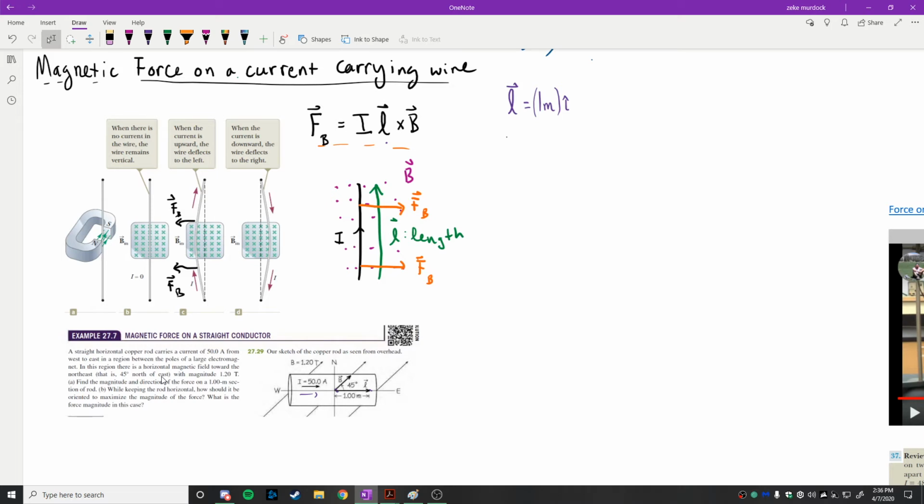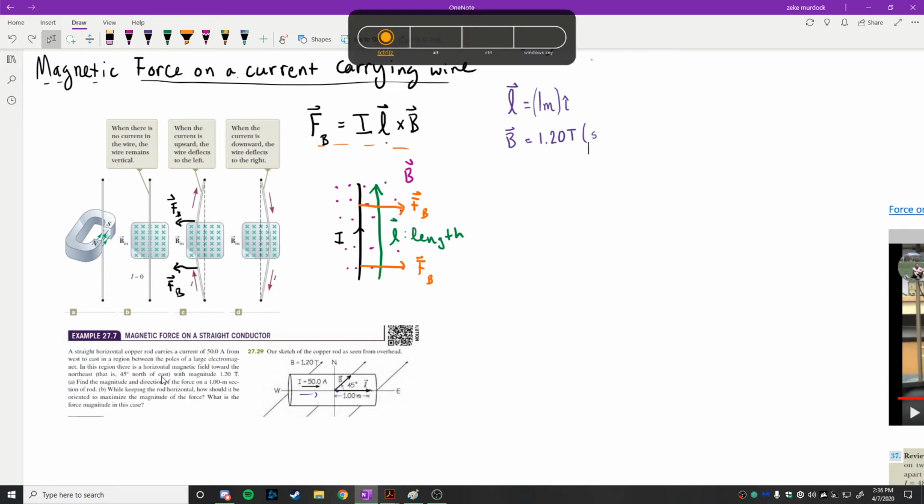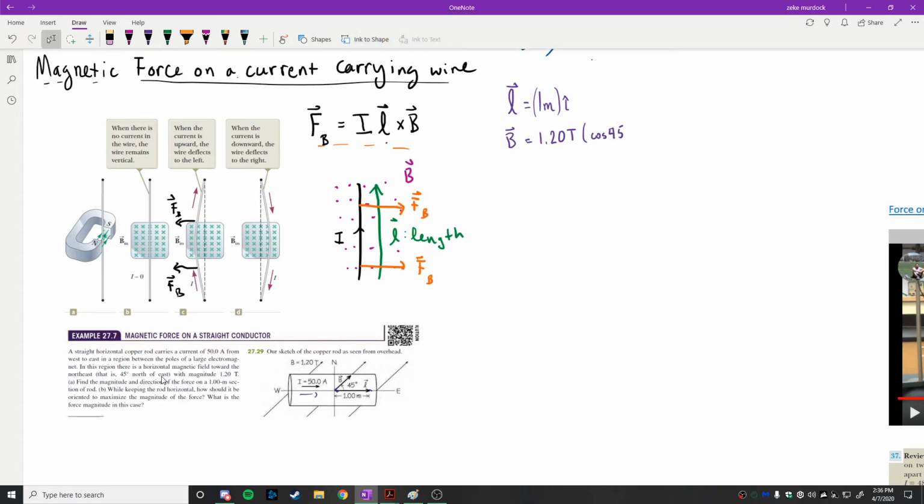And then for B, the magnetic field B, this one's pointing at a 45-degree angle. The value of the magnetic field is 1.2 Tesla, but because it's at a 45-degree angle, this could be written as, sine or cosine, it doesn't matter, cosine 45 i hat plus sine 45 times j hat, okay? And then we need to do F_B is equal to I L cross B.